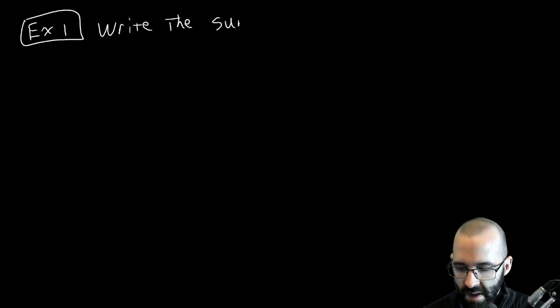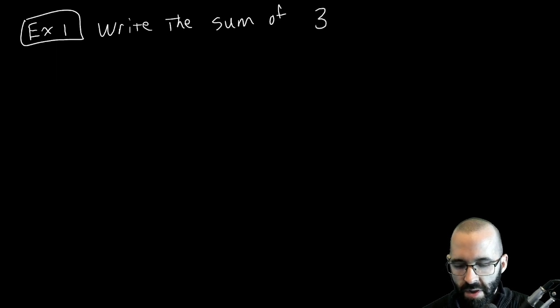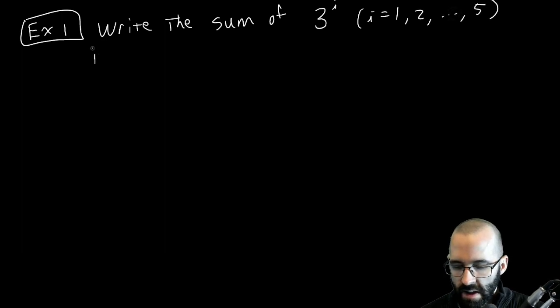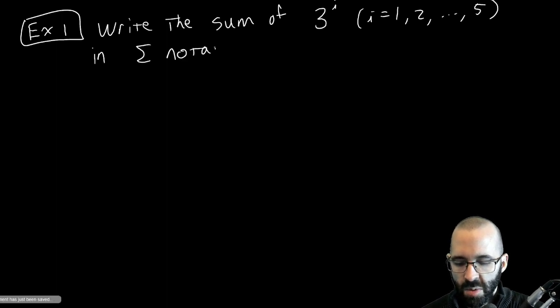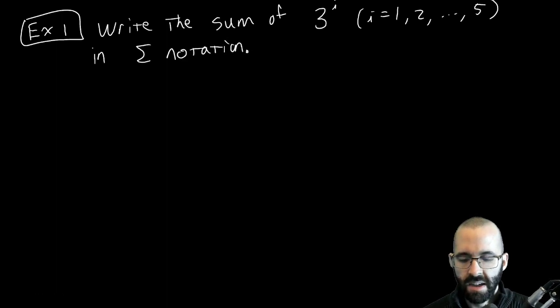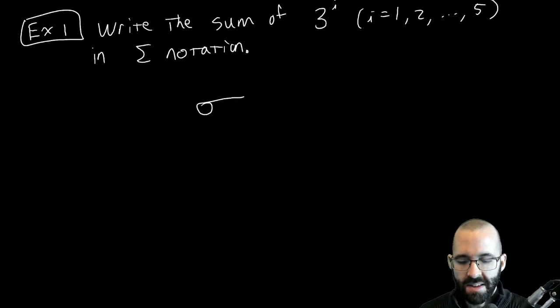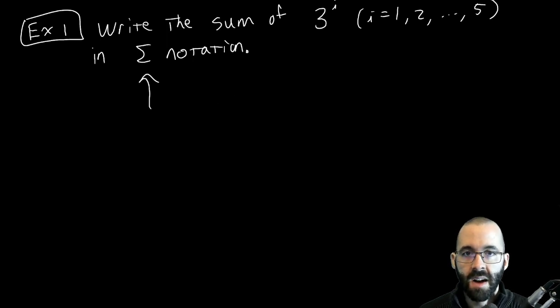Example number 1. Write the sum of a bunch of 3 raised to the ith power, where i is going to be 1, 2, up to 5, in sigma notation. Sometimes I'll abbreviate it like this. Sigma, I'll just write sigma, the Greek letter. You may have also seen sigma like this. That's a lowercase sigma, whereas this is an uppercase sigma.